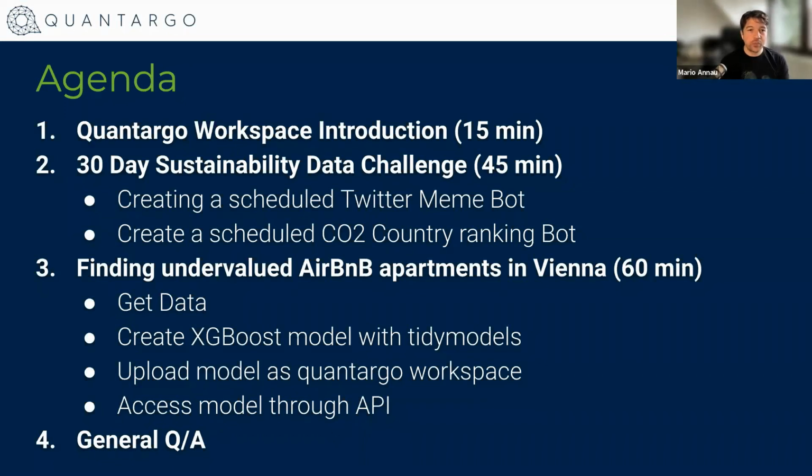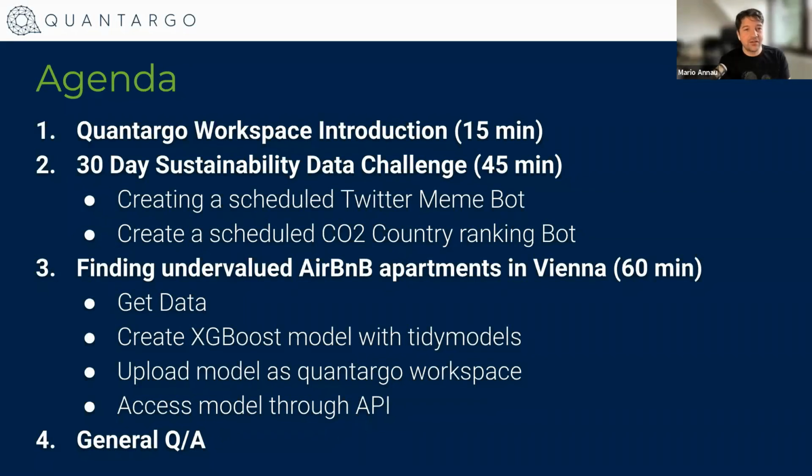And of course, those bots will be centered around sustainability topics. So we will create a bot which ranks countries by CO2 emissions and tweets about the visualizations and messages there. And the second part is we try to find undervalued Airbnb apartments in Vienna.